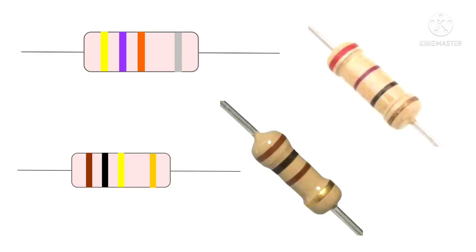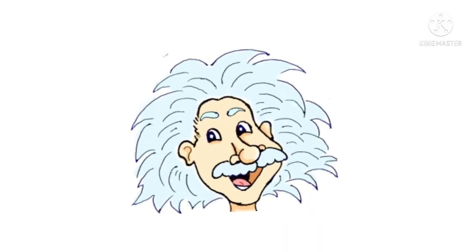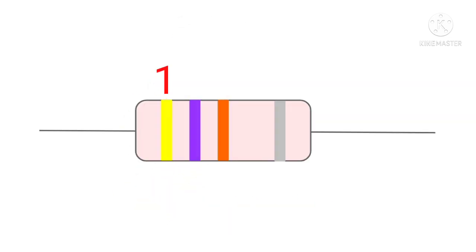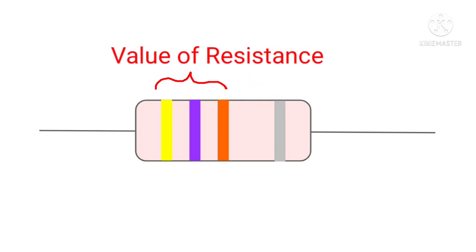In this video, we'll learn how to find the value of the resistance of a carbon resistor from its color bands. So let's get started. So here is a carbon resistor. It has 4 colored bands. The first 3 bands determine the value of the resistance, and the fourth one is the tolerance band.